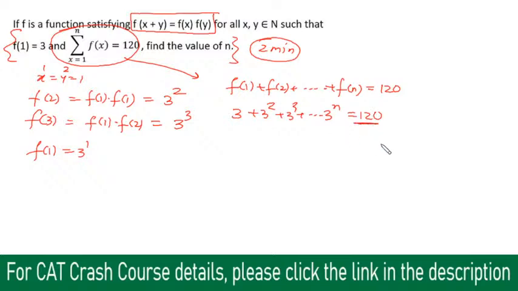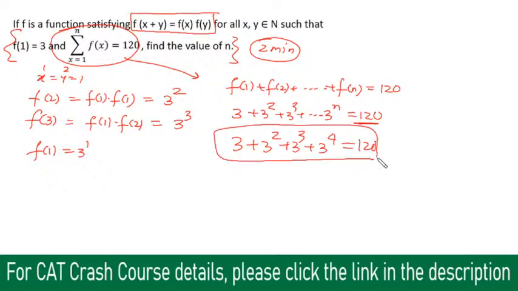Since 120 is very close to 100, so the value of n will not be 5, right, because 3 to the power 5 is over 100. So straight away we can substitute the value of n to be 4, and you will see that it is 3 plus 3 square plus 3 cube plus 3 to the power 4. If you find, then this would be equal. LHS और RHS बराबर हो जाएंगे, and thereby we can say that the value of n is equal to 4.